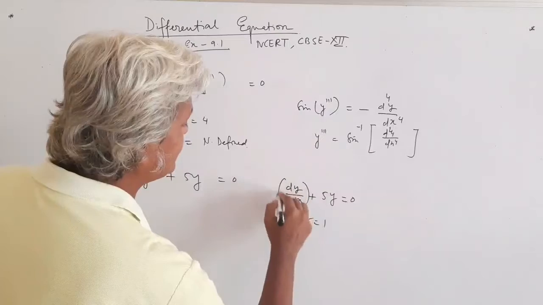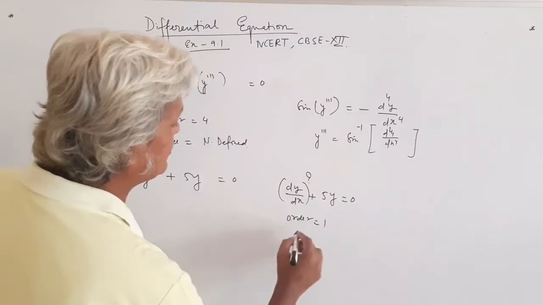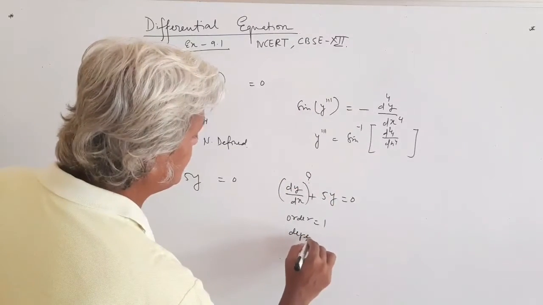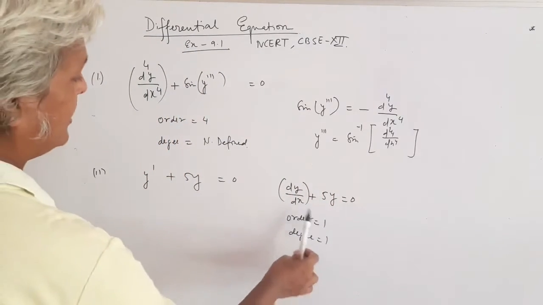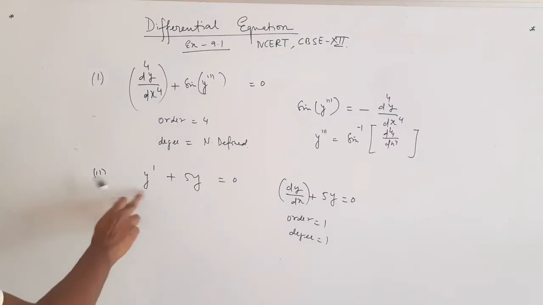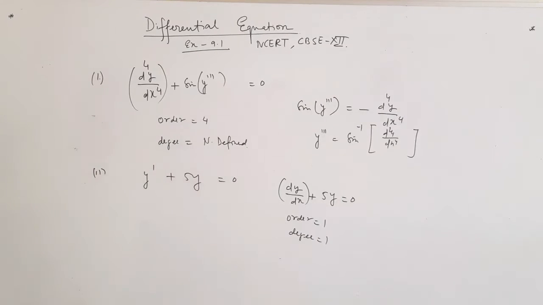And what is the highest number on this? What is the number here? This is also 1. So degree is also 1. So the highest order is 1 and the degree is also 1 for this question, dy by dx plus 5y is 0. Now let me clear the screen. I will come with more examples.